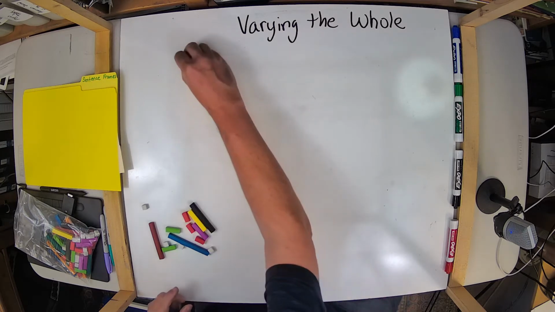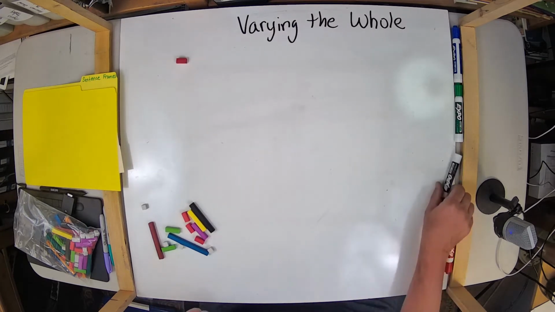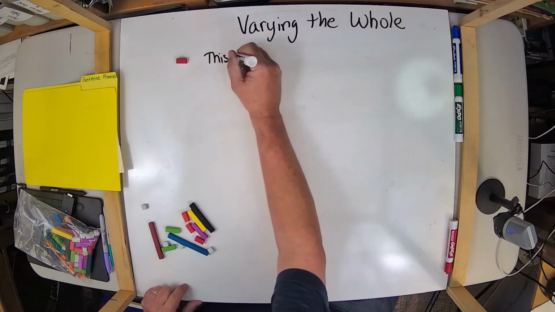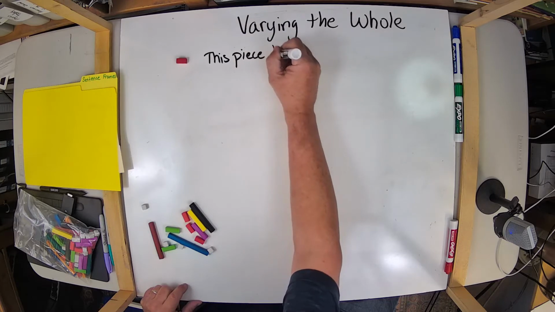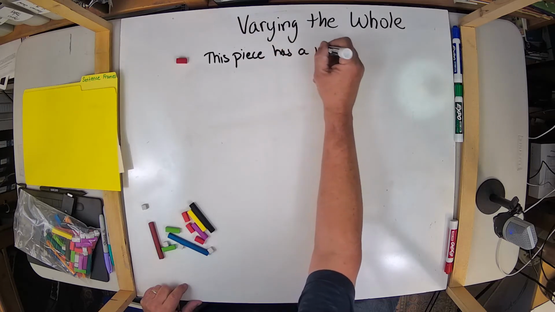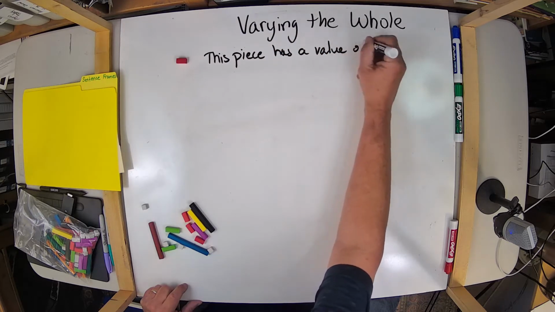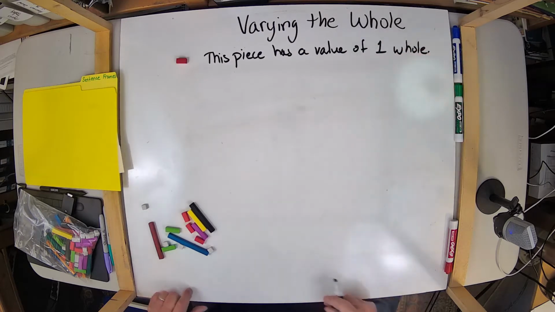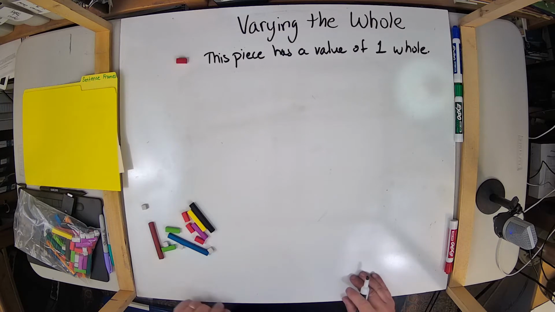Let's say I'll start off by saying this piece has a value of 1 whole. Okay, that comes from our sentence frame. I want students to become proficient at doing that.